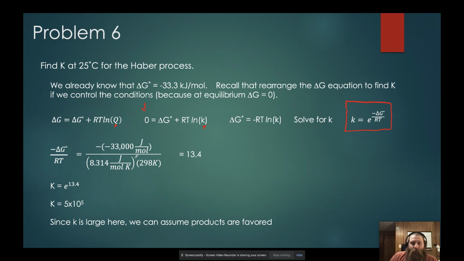I convert my delta G over to joules per mole. That way I can divide out the joules, the moles. And the kelvins go away too. So Kelvin on bottom, Kelvin on top, mole on bottom, joule, joule. There we go. So everything cancels out. I'm left with a unitless number, which is what I want. And then I just punch in my calculator, e to the 13.4. And in this case, I get K is equal to 5 times 10 to the 5th.